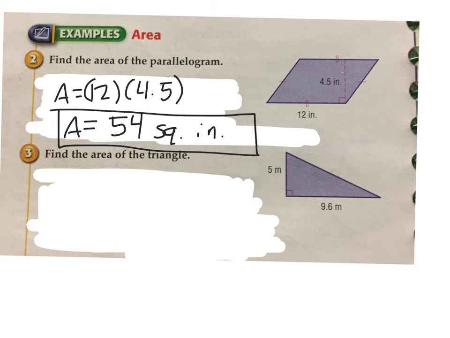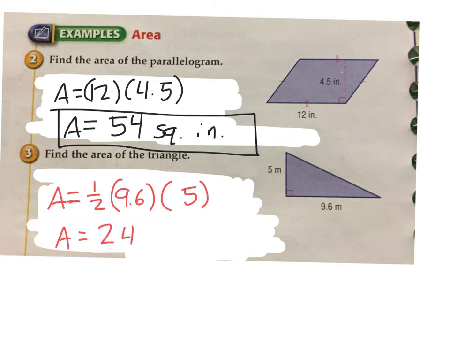Now, number 3, find the area of the triangle. When I'm dealing with a triangle in area, I have to remember there is a 1/2. What's the length of the base? 9.6. What's the height of the triangle? 5. When I multiply those out, 9.6 times 5 is 50 minus 2, 48. Half of 48 is 24. And those will be square meters.